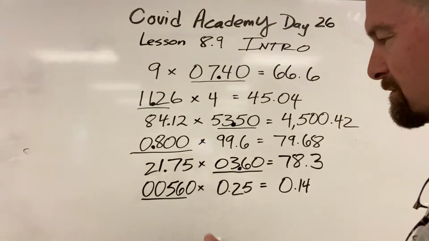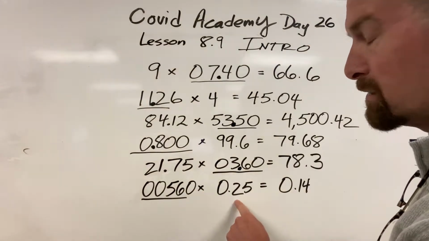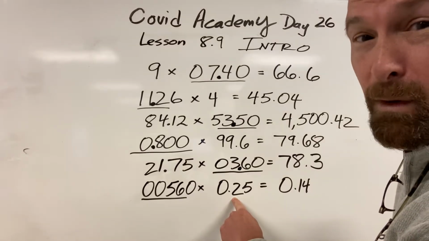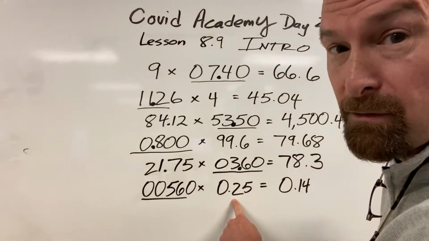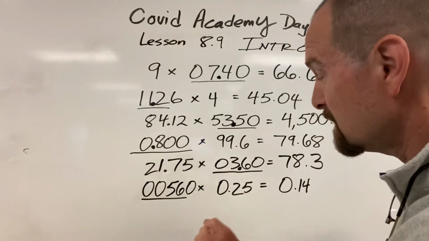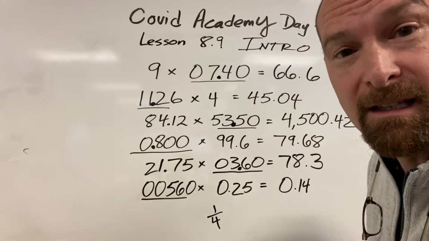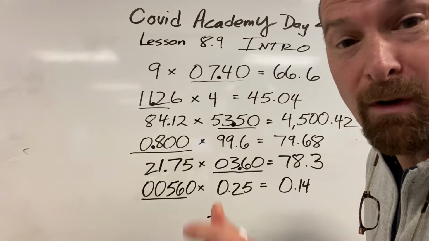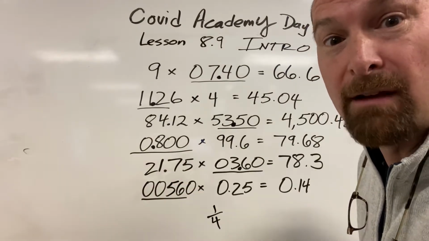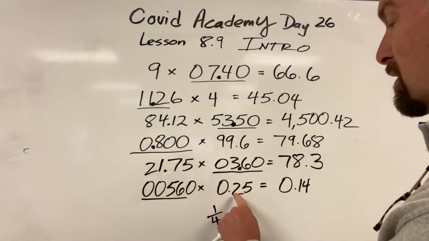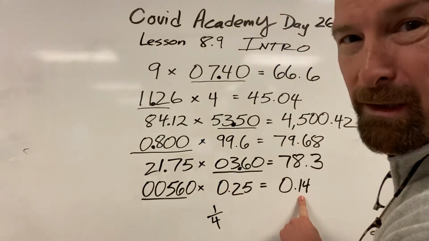This one's got some teeth to it because you're multiplying times something that is smaller than 1. In fact, what fraction is that, kids? 0.25? Yes, if you said 1/4, you were right. And if you didn't, you could just rewind it and now say 1/4. So go back and get it right. Okay, so we're taking a fourth of something, and we're going to get 0.14.